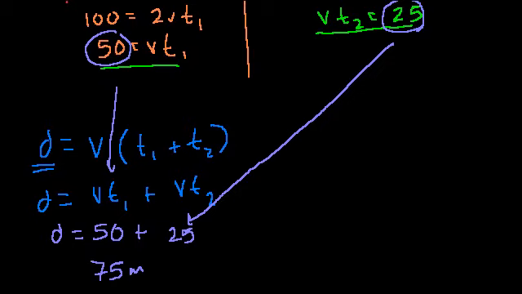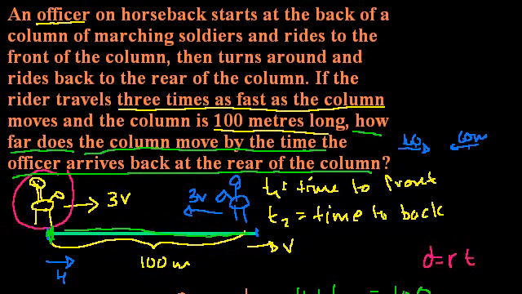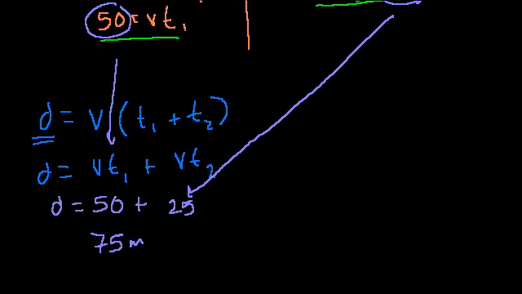And this is a neat problem because they didn't tell us how fast the column is actually going. They're just saying it's v. They just said that the officer is going 3 times as fast, but we don't know absolute velocities. But we were still able to figure out, even without even knowing the absolute times, we were still able to figure out the total distance that the column traveled.